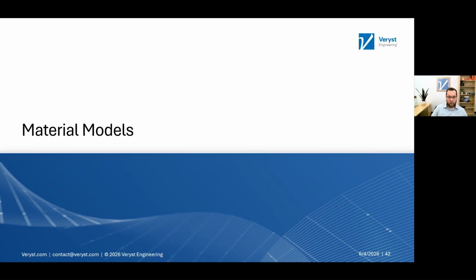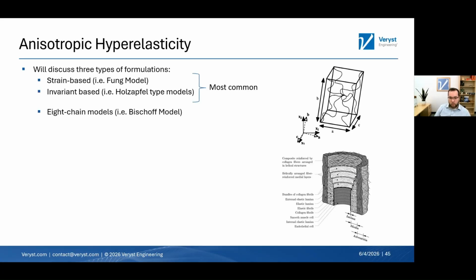So now I'm just going to go quickly over three anisotropic material models, two common and one more uncommon. Give me 1 second. The two common ones we're going to discuss are the strain-based Fung model and the invariant-based Holzapfel model. We're also going to talk about another strain-based model, the 8-chain model, the Bischoff model, and how that really differs to the other two in terms of its formulation.